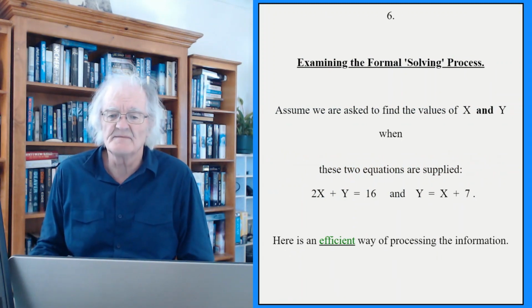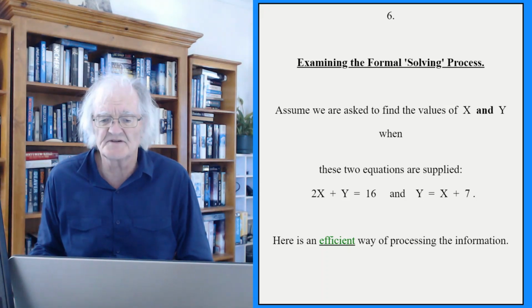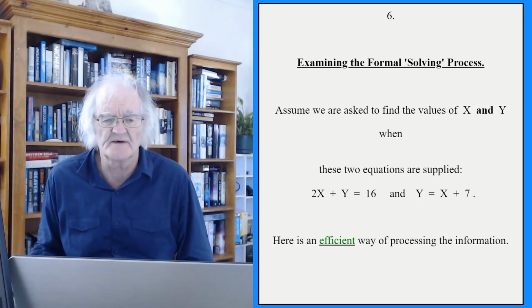So if we examine our formal solving process, let's assume we're asked to find the values of x and y when the following 2 equations are supplied: 2x plus y is 16 and y is x plus 7. Here is an efficient way of processing the information.